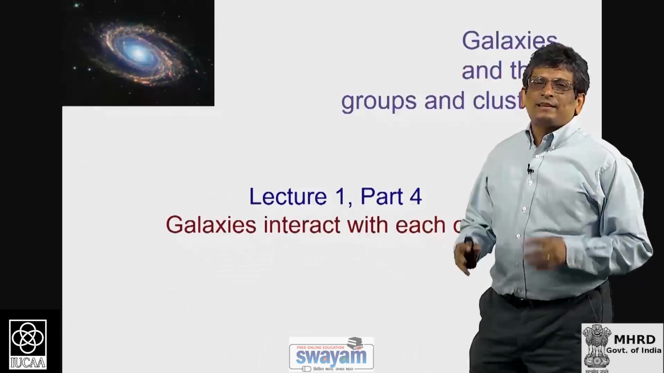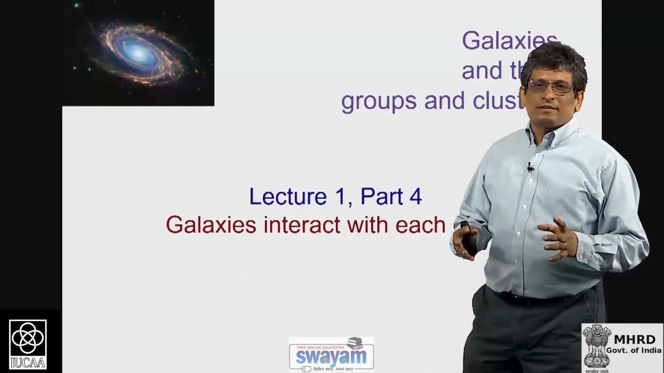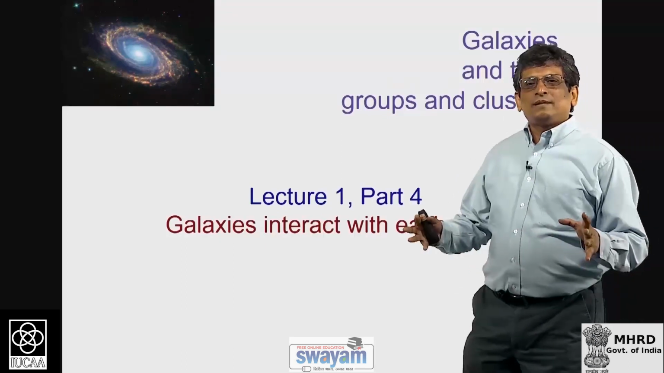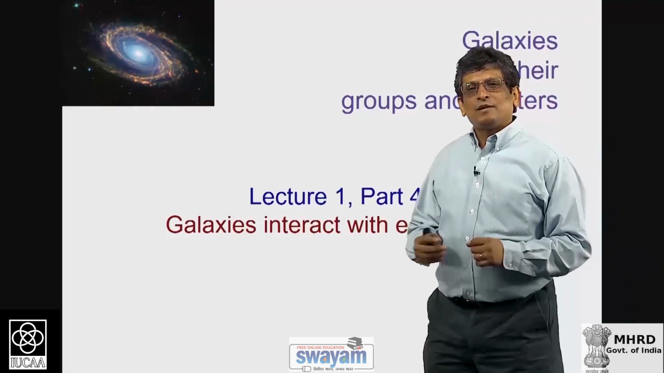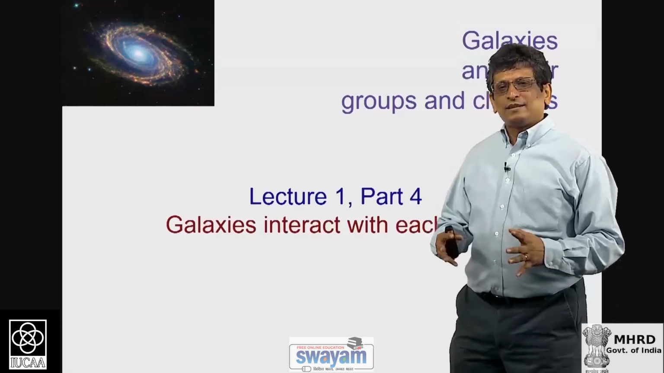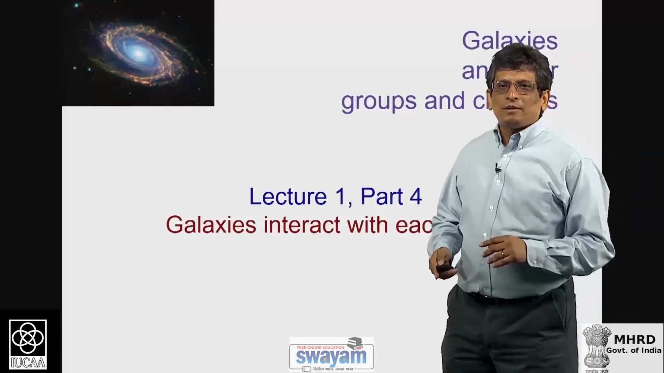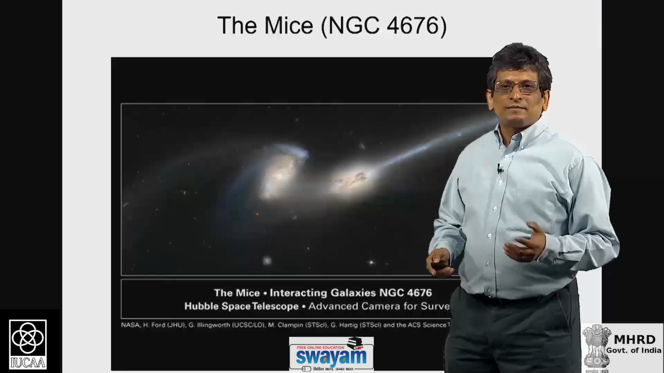So we already said that galaxies interact with each other, and our own galaxy, the Milky Way, will interact very closely with our neighbor, the Andromeda Galaxy, and even merge with it in the future. But let's see how this happens. What is the evidence of this?